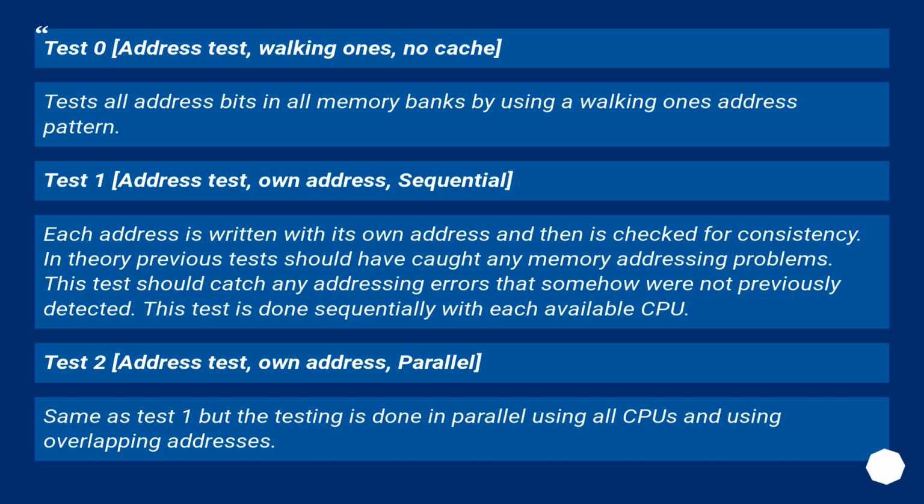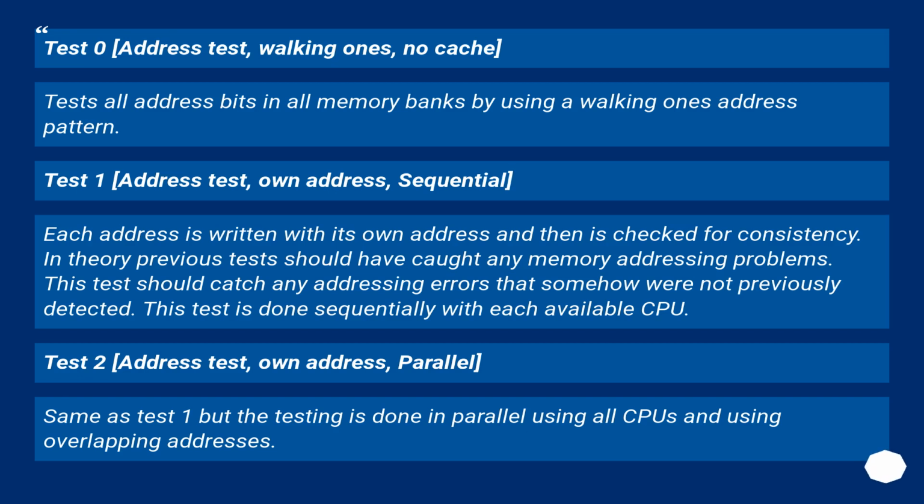Test 0, address test, walking ones, no cache. Tests all address bits in all memory banks by using a walking ones address pattern. Test 1, address test, own address, sequential. Each address is written with its own address and then is checked for consistency.